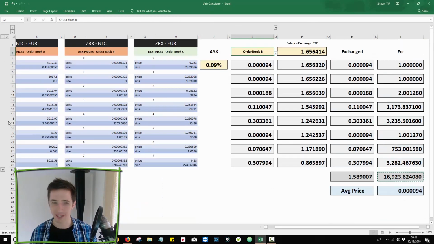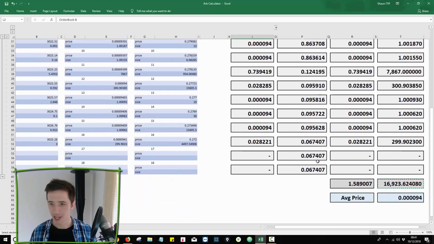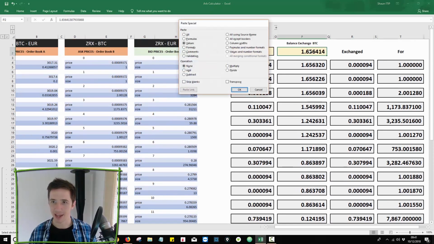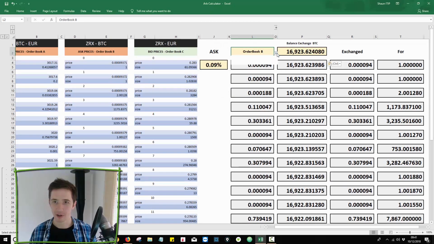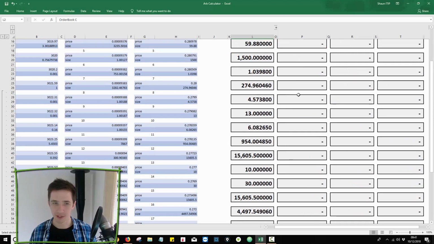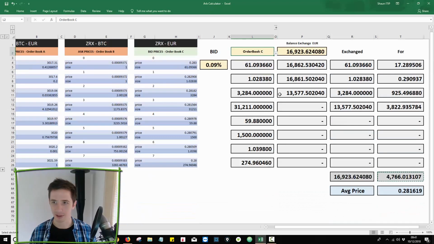Now you can see with order book B that I actually need to unhide some of these rows, and that it's right down at the end here that I got all my ZRX. So I'm going to copy that and I'm going to paste it in there. And now I'm going to move this over to order book C. And when I look at order book C, and I'm going to group this again just to get rid of the noise, you can see that I've got 4,766 euros. I started with 5,000, I have 4,766. So you can see how you can use this model to actually go through the steps, go through the process, and make sense as to where the actual problems are.